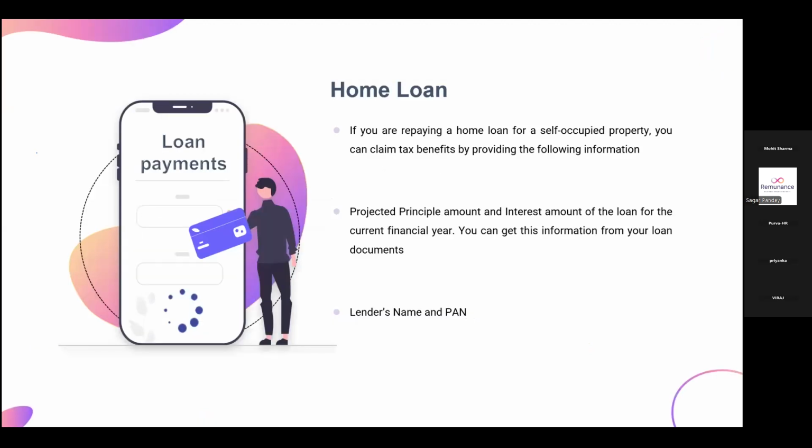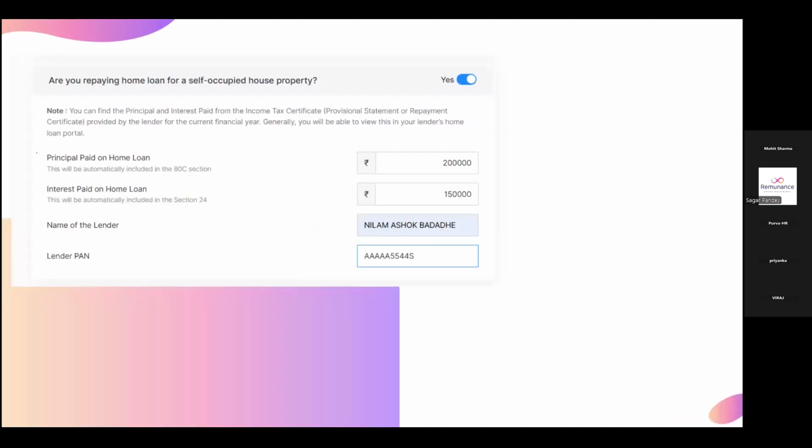Next is home loan. If you are repaying a home loan for a self-occupied property, you can claim that as well for tax saving purpose. You have to fill in the principal and interest amount. Here you will get the option as, are you repaying a home loan for a self-occupied house property? Again, you have to check the box as yes. Then you have to mention principal paid on home loan and interest paid on home loan. Then mention the name of the lender and lender PAN. You will get all these details from the provisional certificate that you receive from your bank.